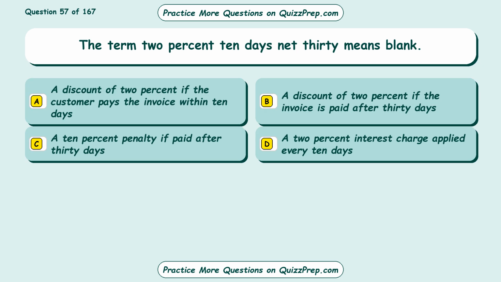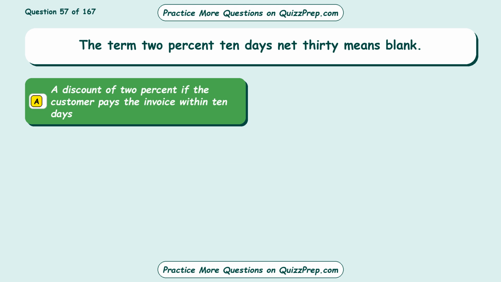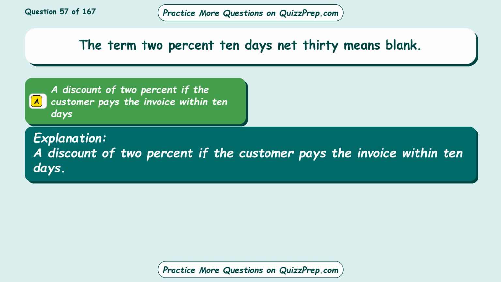Question 57. The term 2% 10 days net 30 means blank. Option A. A discount of 2% if the customer pays the invoice within 10 days. Option B. A discount of 2% if the invoice is paid after 30 days. Option C. A 10% penalty if paid after 30 days. Option D. A 2% interest charge applied every 10 days. The correct answer is option A. A discount of 2% if the customer pays the invoice within 10 days.